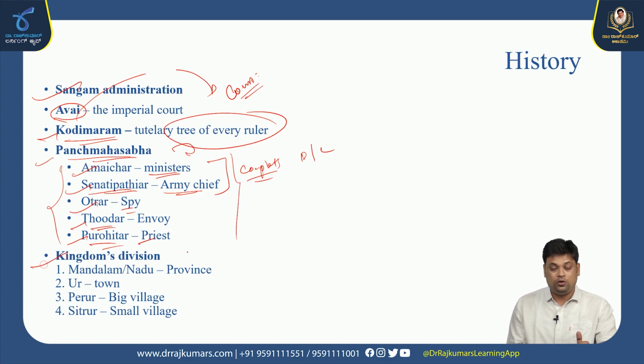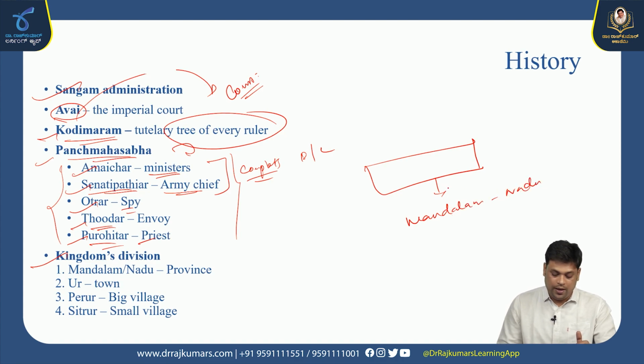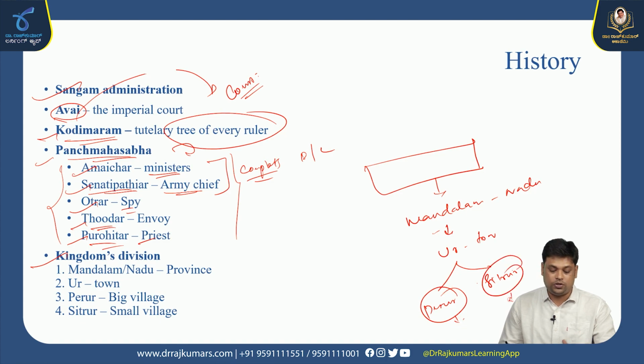The division of the kingdom. The whole land was divided into Mandalam, which is known as provinces, or they used to call it Nadu, state. This was further divided into Ur, town. This Ur was further divided into two types: one is Perur, another one is Sitrur. Perur means big village, Sitrur means small village.